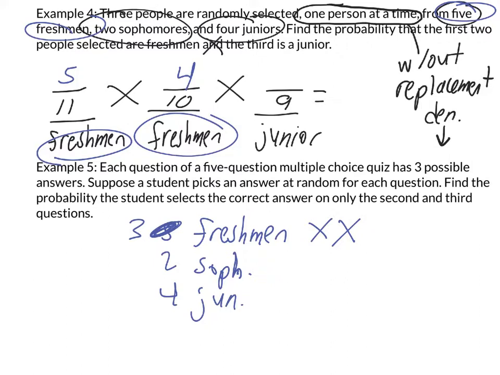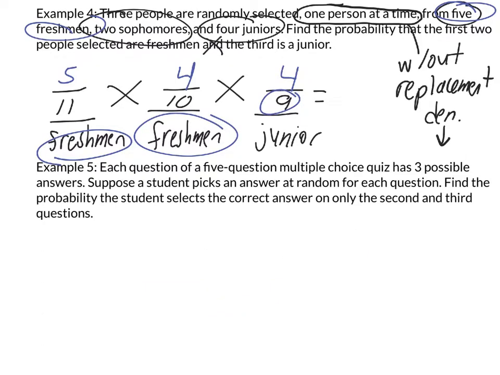So my total is down to 9. 3 plus 2 plus the 4. But now I want something different for the third name. I want a junior name. There are still 4 juniors' names sitting in that pool of people. So you have a 4 out of 9 chance at getting a junior name. So we got 2 freshman names and 1 junior name by the end of this draw.